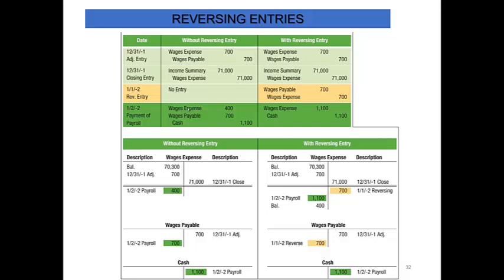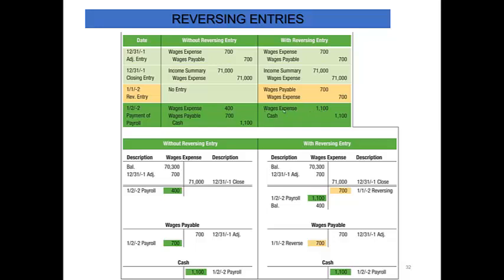Now, if we reverse the entry right after the first of the year, notice that we have debited wages payable and credited wages expense to reverse, then we have a credit balance sitting in wages expense. Now, when we make the payment, we can just make our normal payroll payment where we debit wages expense and credit cash. And then that $1,100 debit offsets the $700 credit, and we end up with $400 in the current year, which is what we wanted.